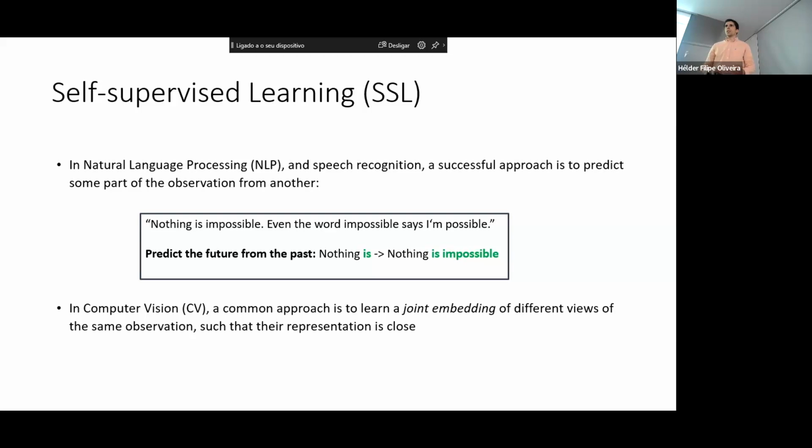In computer vision, there are similar approaches where we can, for example, solve a jigsaw puzzle to reconstruct an input image. We can also color a grayscale image, or we can reconstruct some part of the input that has been masked or corrupted. But another approach is called the joint embedding self-supervised learning methods, where we try to approximate the representations of different views of the same observation.